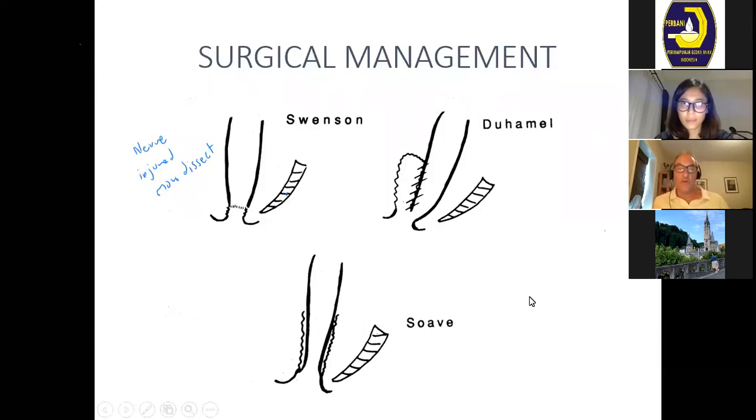There is no good evidence that any one of these operations is better than any of the others. The operation that most surgeons do is the one that they were trained to do and that they do frequently, so they become very good at it. And there's a lot of regional variation as well.